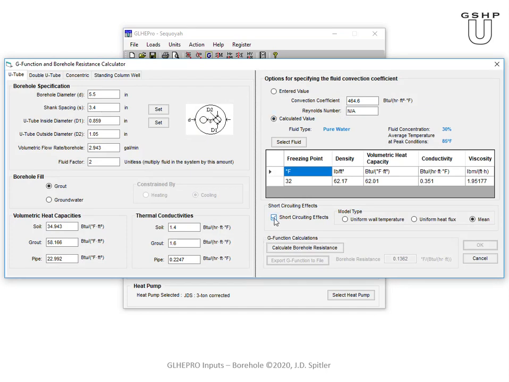Okay, I mentioned short circuiting effects. They're unlikely to be important, but let's go back to the starting case, 0.4 and B spacing. Okay, so there's our original resistance. Now, if I take off the short circuiting effect, you see no difference at all. And that's because there's really not a lot of short circuiting influence in a standard size borehole here.